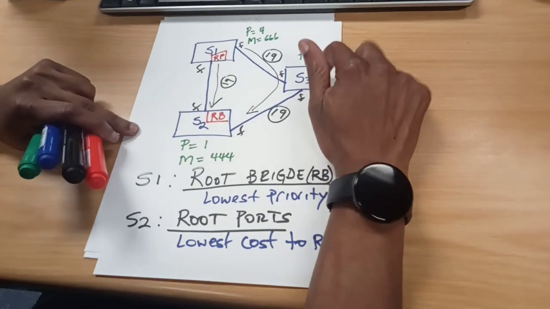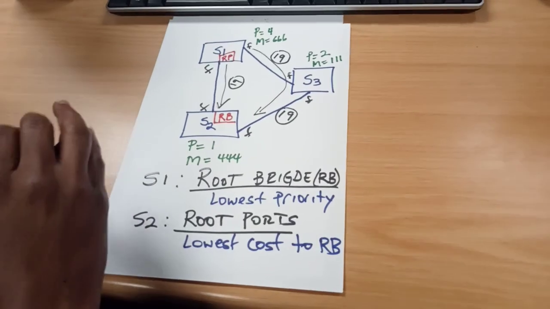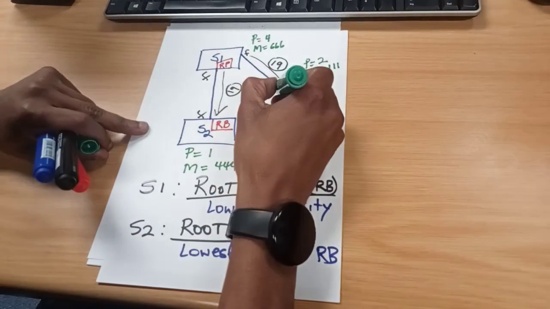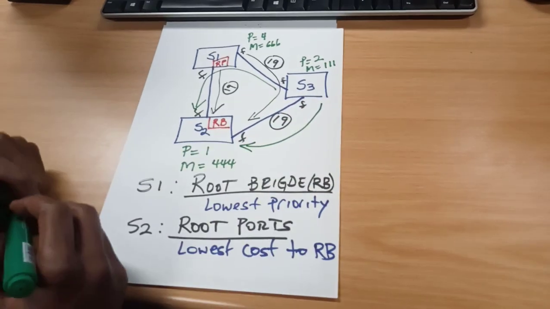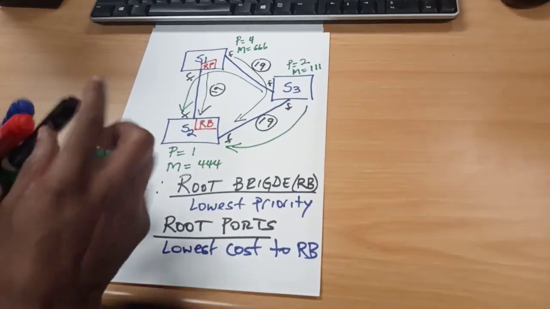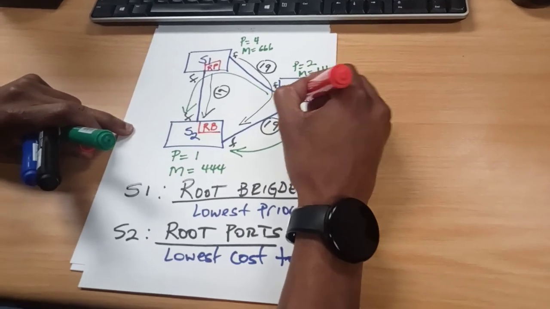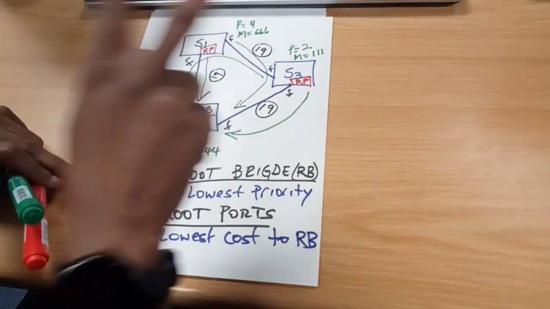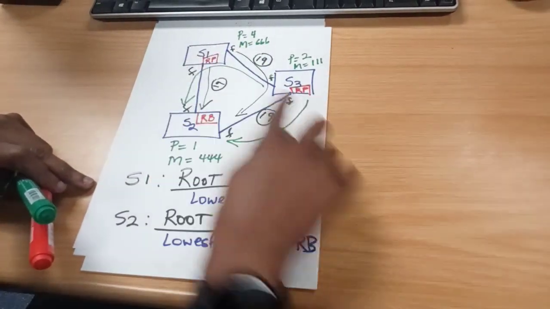Now you go to switch number 3 and find again your root port. You're going to see that there are 2 ways that you can come to switch 2. You can come this way, or you can come this way. But this one is the shortest one. This link means that your root port is this port here. All right, so this is how you determine your root ports. Now you are done with your 2 root ports.